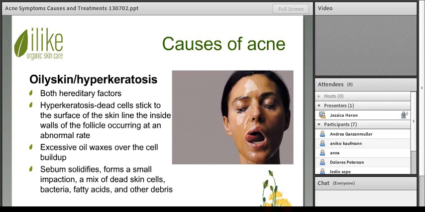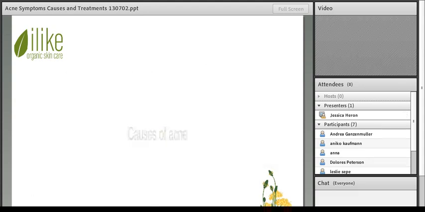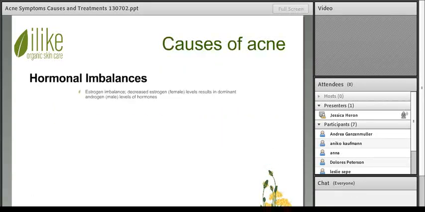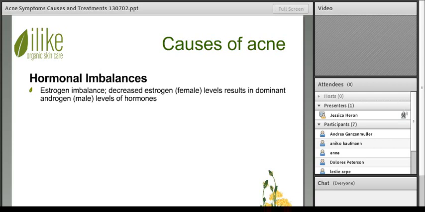Excessive oil waxes over the cell buildup, is what we were just talking about. Sebum solidifies, forms a small impaction, and a mix of dead skin cells, bacteria, fatty acids, and other debris clog the pores. This is the beginning phase of an acne lesion. So that's where it starts. And there are triggers for oily skin: certain environmental factors, hereditary factors, and also hormonal changes in the body. Those are some of the factors that can trigger that oily skin to start.